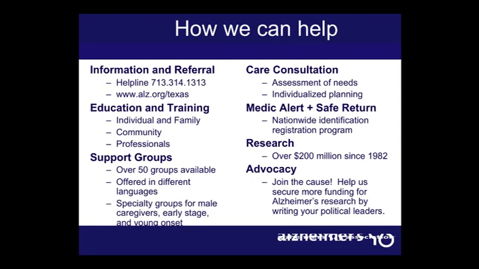We also offer support groups. There's over 50 support groups within the service area in different languages, different themes. We have a men's only support group. We have a support group for early stage individuals, actually for the person with dementia themselves, as well as their care partner. Support groups are very valuable for individuals so that they can identify with other people who are going through this disease process.